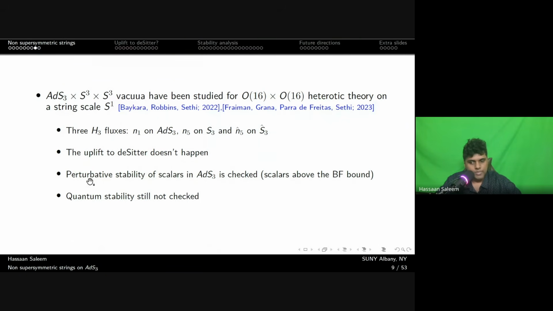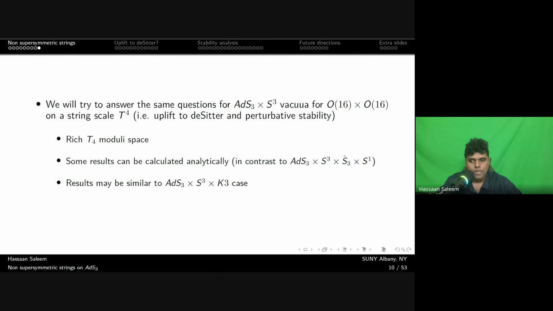Secondly, they also checked the perturbative stability of scalars in AdS3, and it turns out that all scalars are above or at the BF bound, but they didn't check stability of other kinds of fields, for example, vectors. They didn't check non-perturbative stability. So we don't know if this background is stable under non-perturbative processes like Coleman-De Luccia bubbles. Now, we will try to answer the same question for AdS3 × S3 vacua for the O(16)×O(16) theory on a string-scale T4. So you can think of it as AdS3 × S3 × T4, but T4 is frozen at the string scale. It's not dynamical.